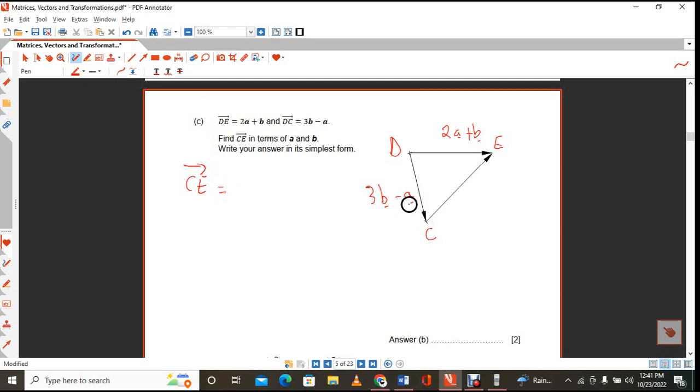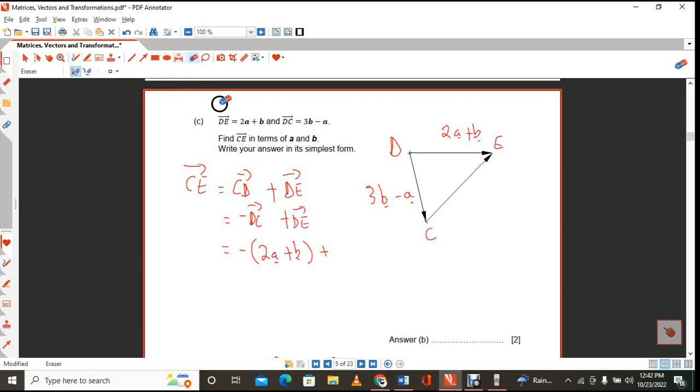vector CE is the same as going CD plus DE. But CD, you're going against this vector, so that will be minus whatever vector DC is, plus DE. So let's just write down what we have. So that's going to be negative, and D to C is 2A plus B, plus DE, which is DC.